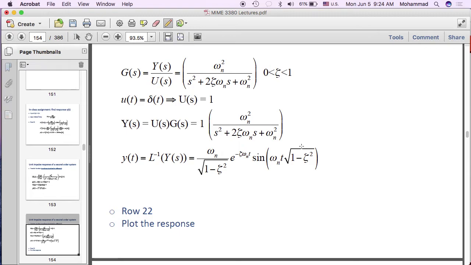Let's spend some time and look closely at this function and see if the type of response that we expect from an underdamped system is there. So what do you see? You see omega n over the square root of 1 minus zeta squared. That's a constant. Each system has a natural frequency and a damping ratio. Once you know the number, that's a constant. Do you agree? Okay, let's go forward. This is e to power minus zeta omega n t. What does this function do? At time 0, what is the value of this function? What is the value of e to negative t at time 0? 1. As time goes on, what happens to this function?